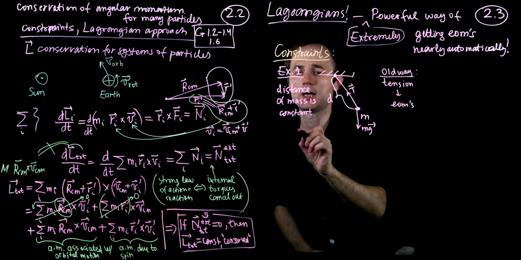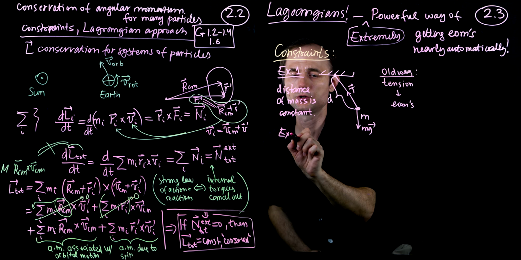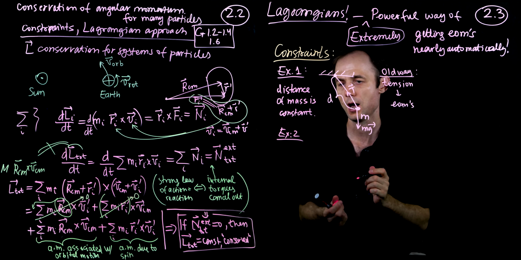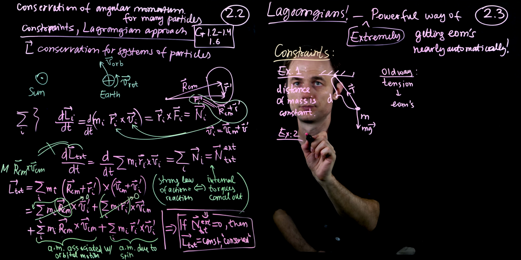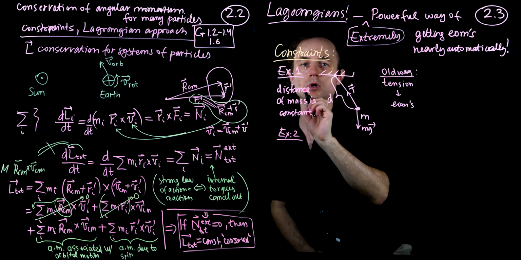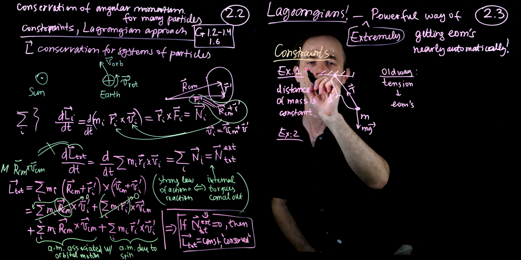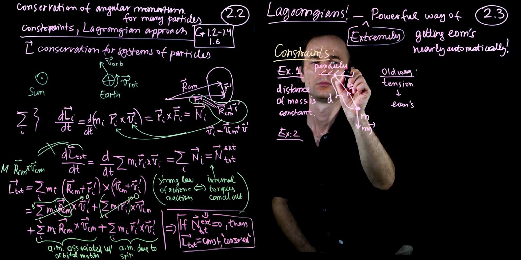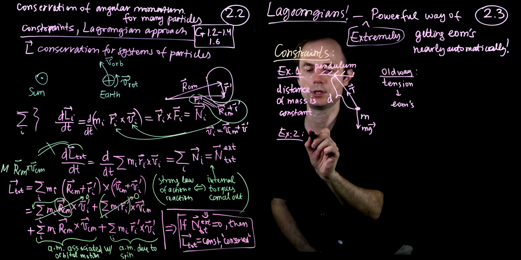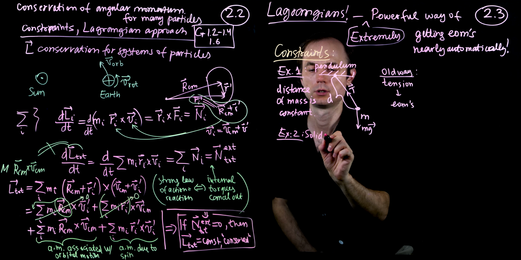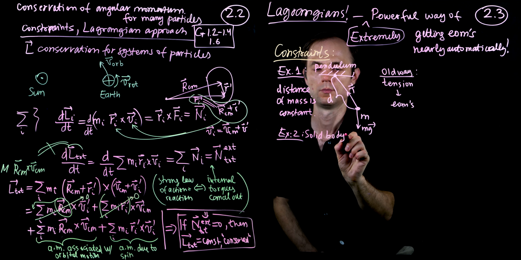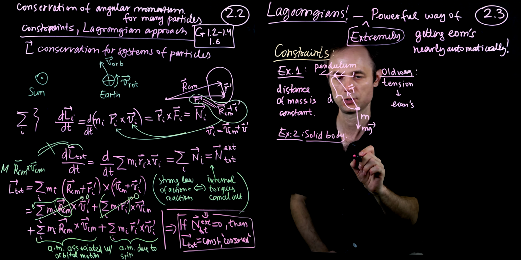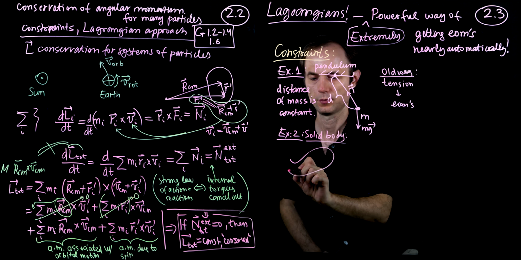So let's take a look at example number 2, of a solid body. So this one was a pendulum. This one is a solid body. So a solid body, you can represent it like this.